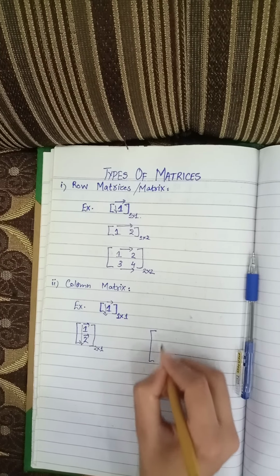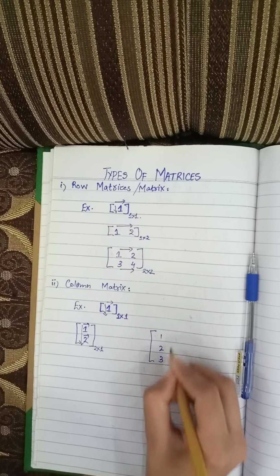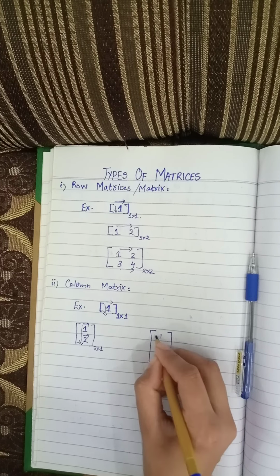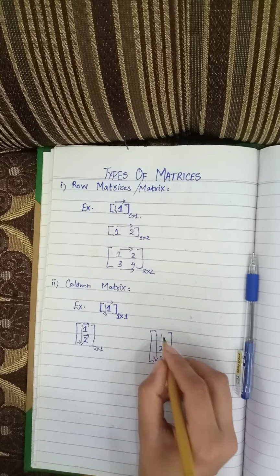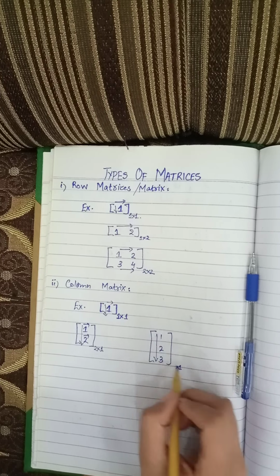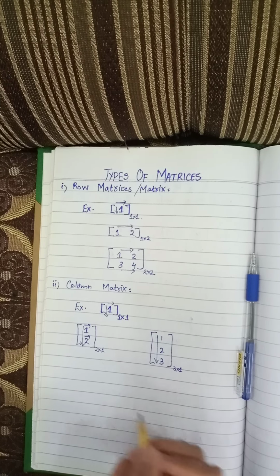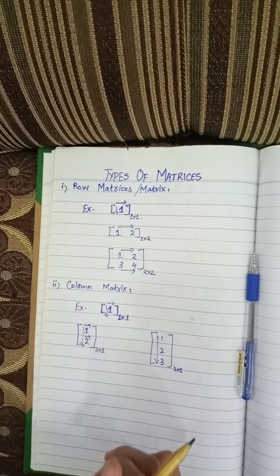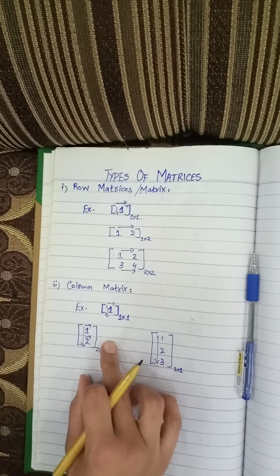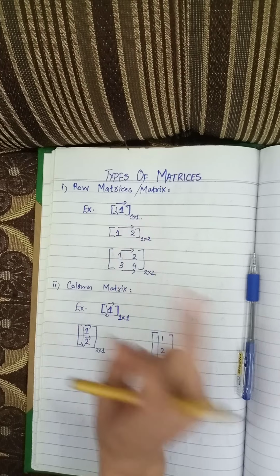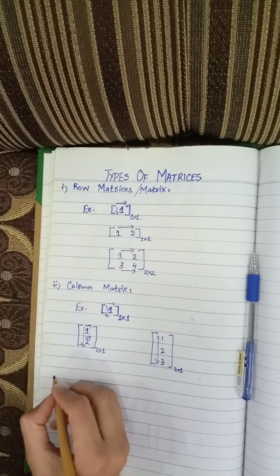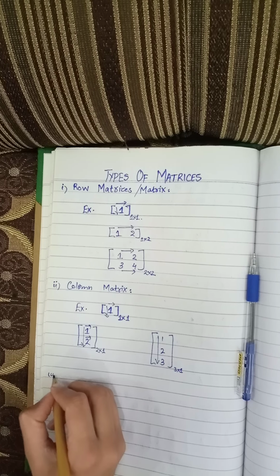And the third one would be 1, 2, 3 because it has one column. And how many rows does it have? 1, 2, 3. This is a column matrix. Having only one column is called a column matrix and having only one row is called a row matrix. The third type discussed in this book is rectangular matrix.